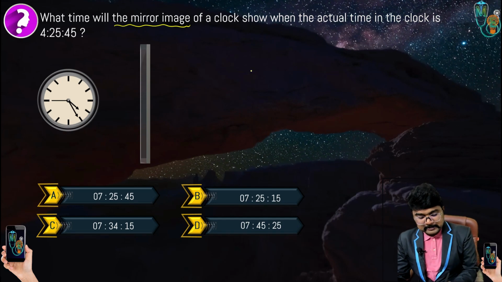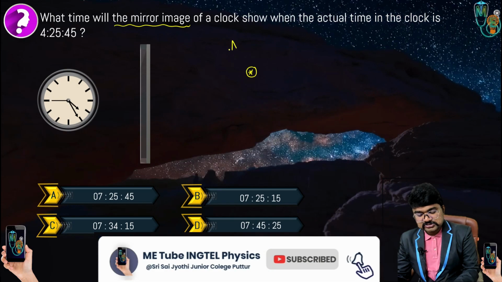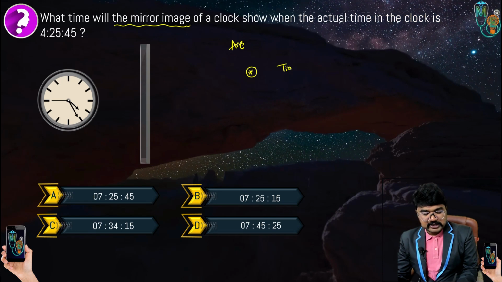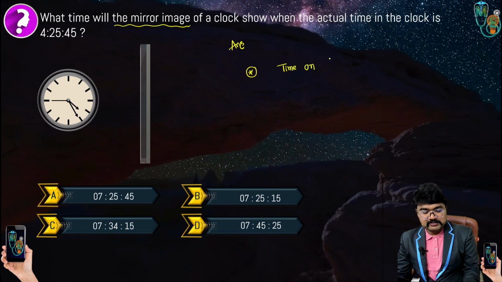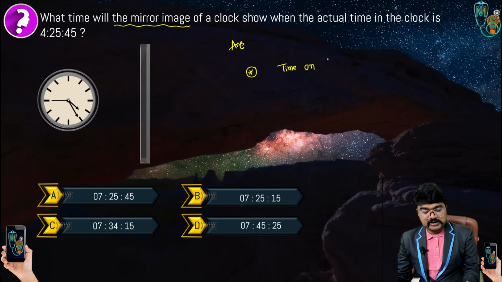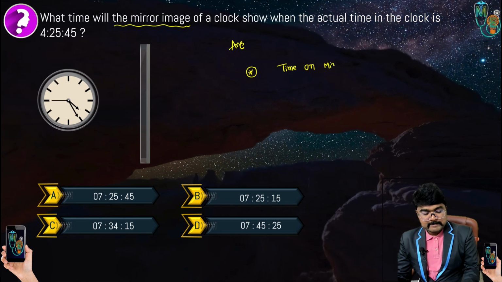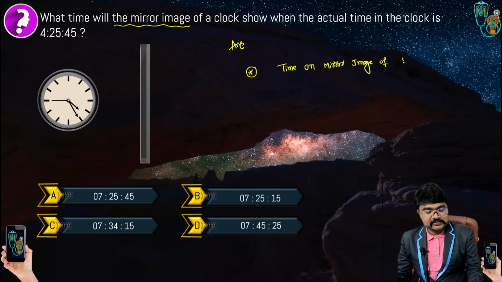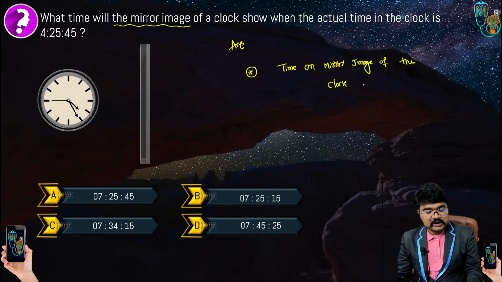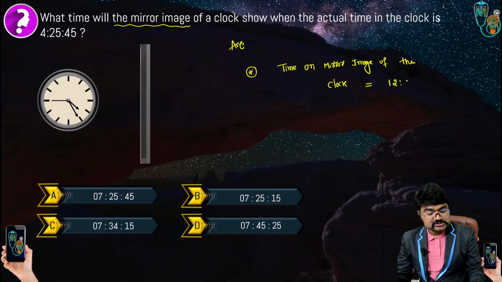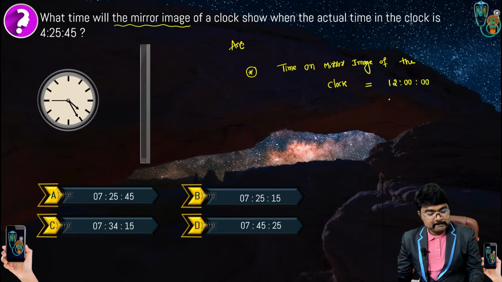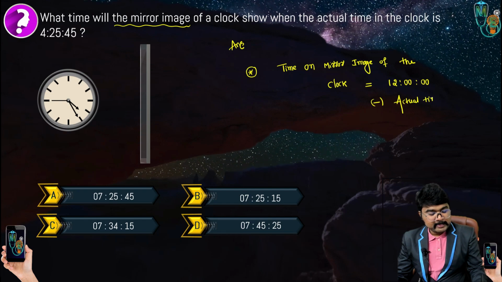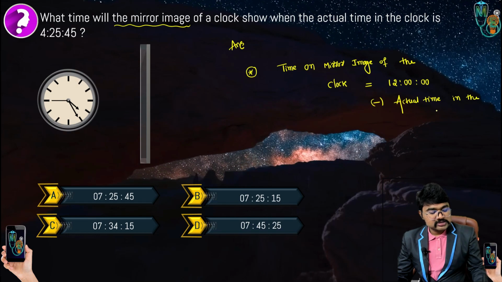So to get the solution: the time on the mirror image of the clock equals 12 hours minus the actual time in the clock.